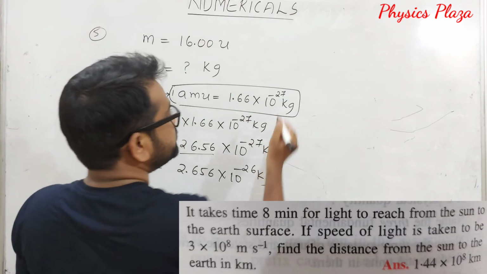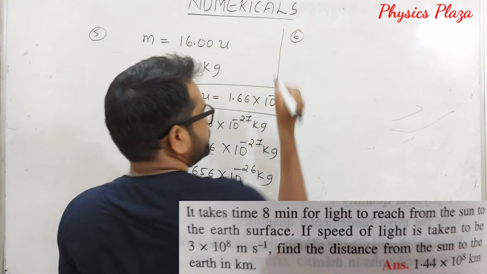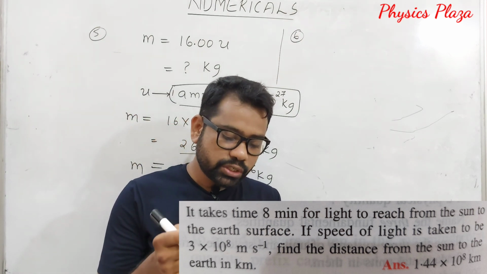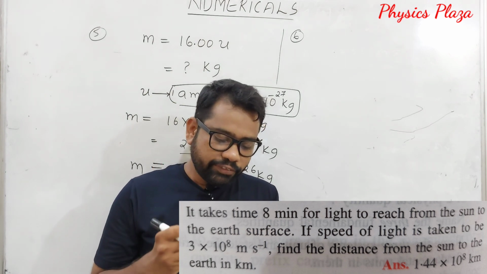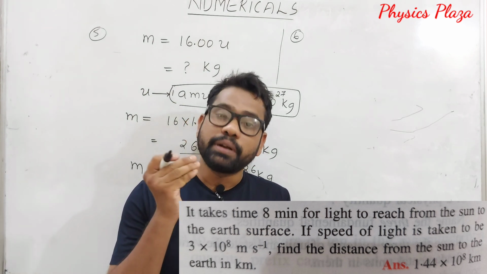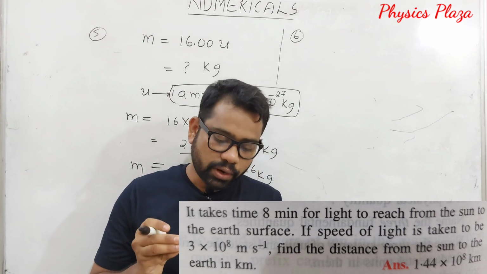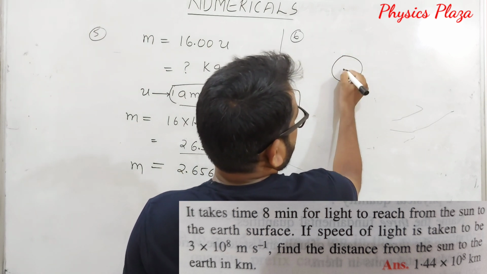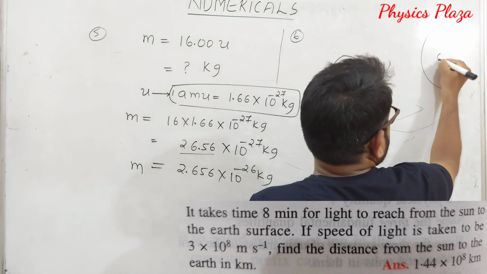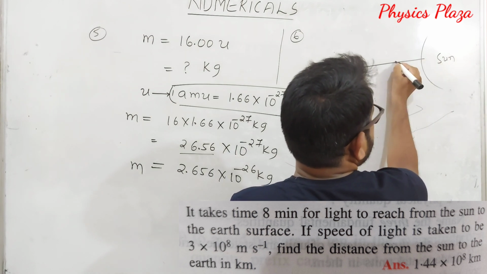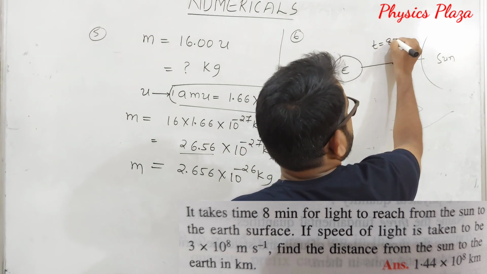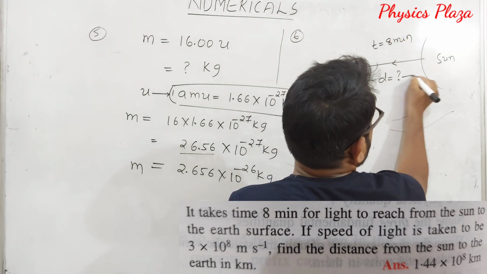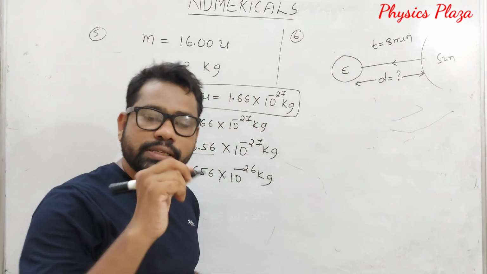Now next, numerical 6. It is given that it takes 8 minutes for light to reach from the sun to the earth's surface. If the speed of light is taken to be 3 into 10 power 8 meter per second, find the distance from the sun to the earth. Suppose here is earth and here is the sun. As light is coming, for this it will take 8 minutes. Then we have to calculate this distance. So they are asking us to calculate the distance between sun and earth.